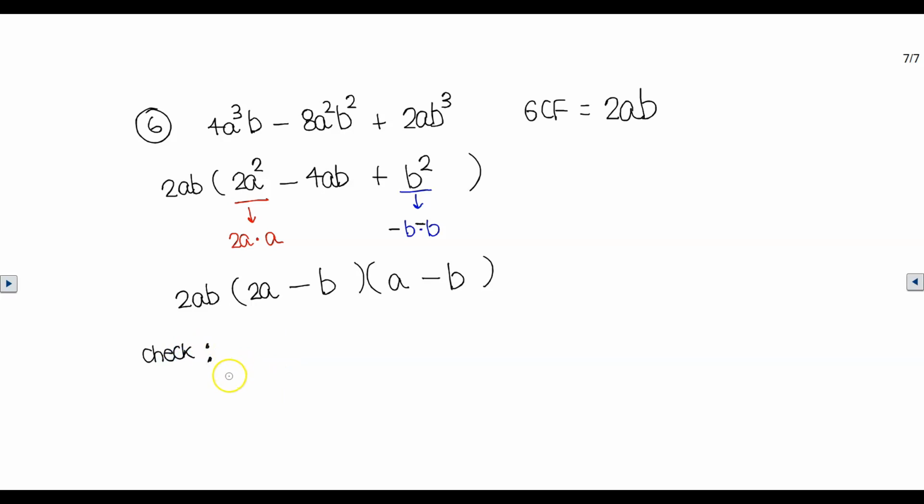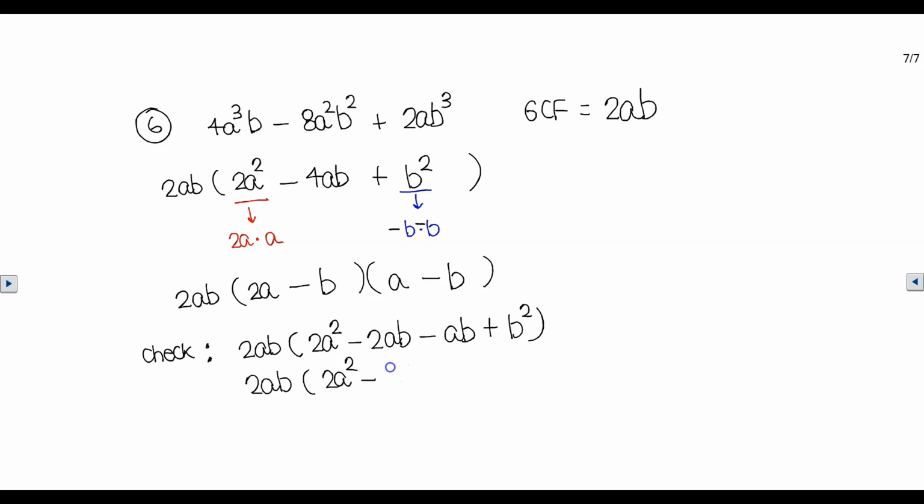So now let's check it. All right, I'm going to leave 2ab alone for the moment and multiply these two binomials together. 2a times 1a is 2a squared. 2a times negative b is negative 2ab. Negative b times a is negative ab. And negative b times negative b is a positive b squared. Combine like terms, it looks like we're going to get 2a squared minus 3ab plus b squared.